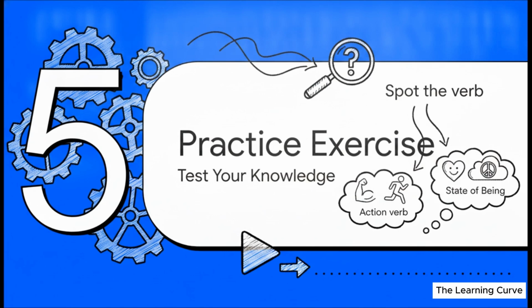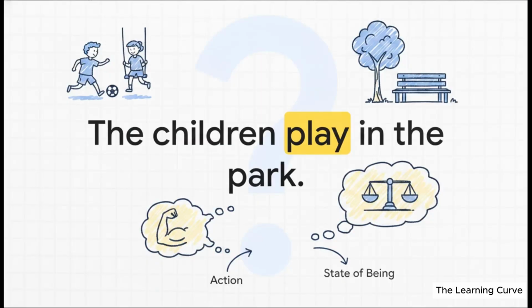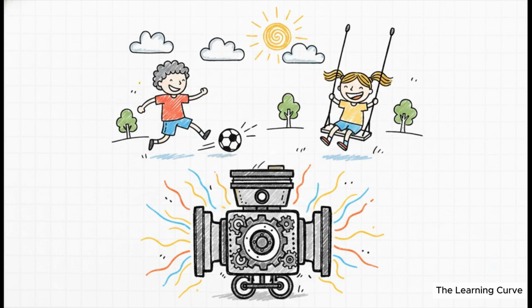All right, Section 5, interactive practice exercise, test your knowledge. Let's see how we're doing. Here's your very first challenge. The children play in the park. Ask yourself, what is the subject doing? Or what word is linking the subject to a description? Try to spot the verb and decide right now if it's an action or state of being. Did you guess it? The verb is play, and it is for sure an action verb. Specifically, it's a physical action verb because you can literally watch children playing. Play is the engine moving those kids all around the park.